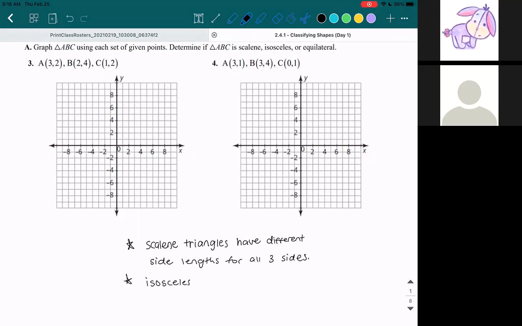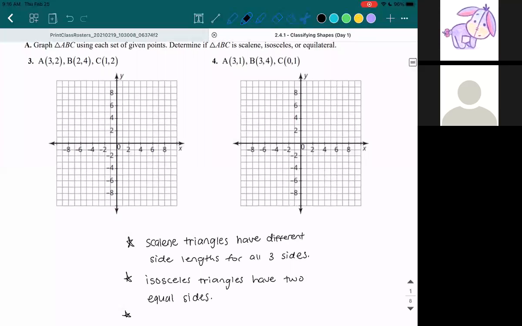Isosceles triangles have two equal sides. An equilateral triangle has all three same sides. I'll give you an example of each of these, okay?